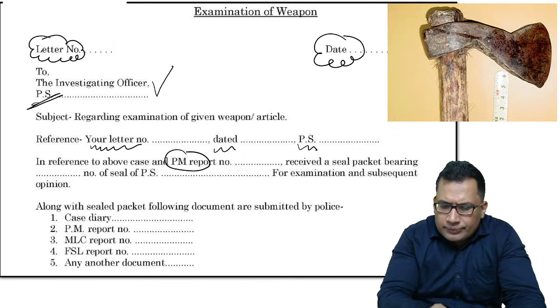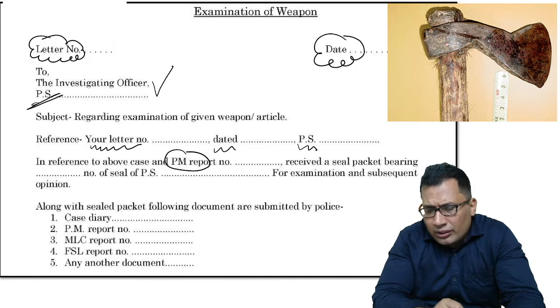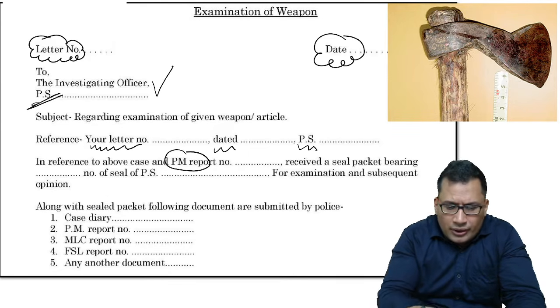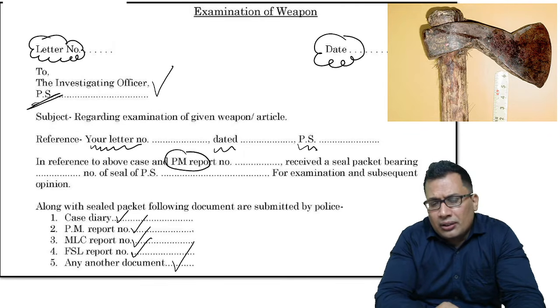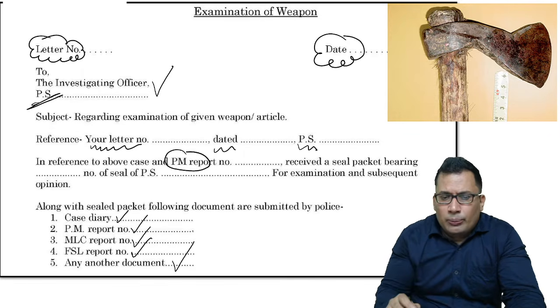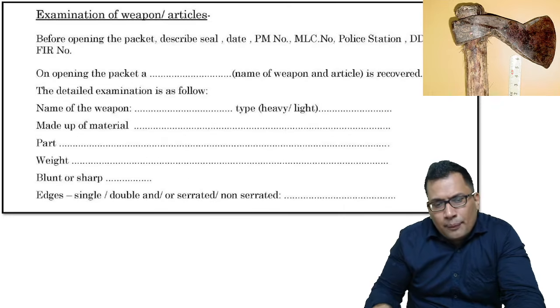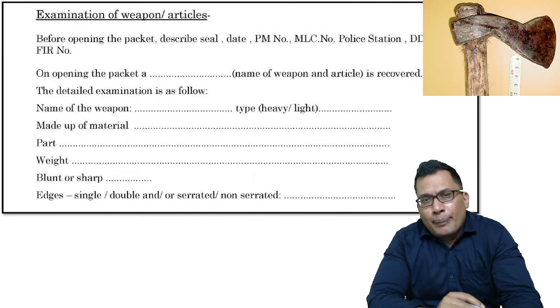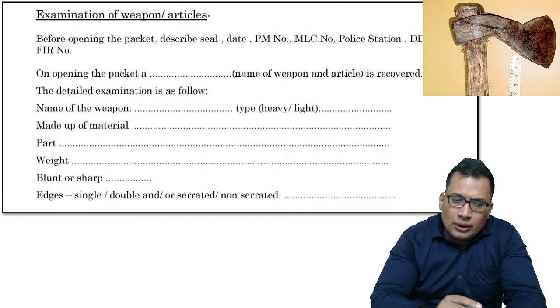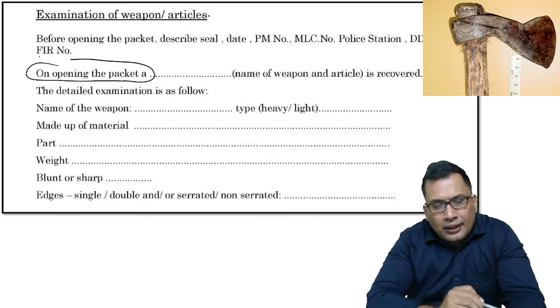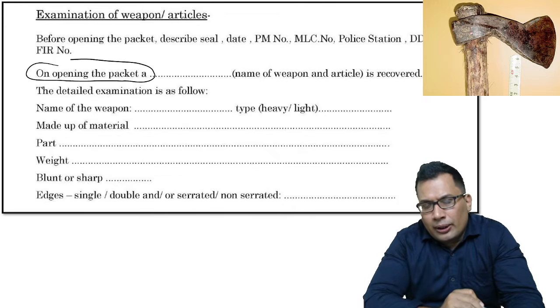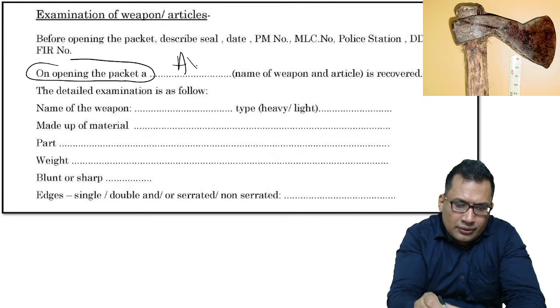You need to write all this along with the sealed packet of the weapon. So whether case diary received, PM report received, MLC report received, FSL report, or any other document that you need to mention in the beginning. Then examination of weapon proper. You need to write on opening the packet, you need to write name of the weapon. Like example here, this is axe.